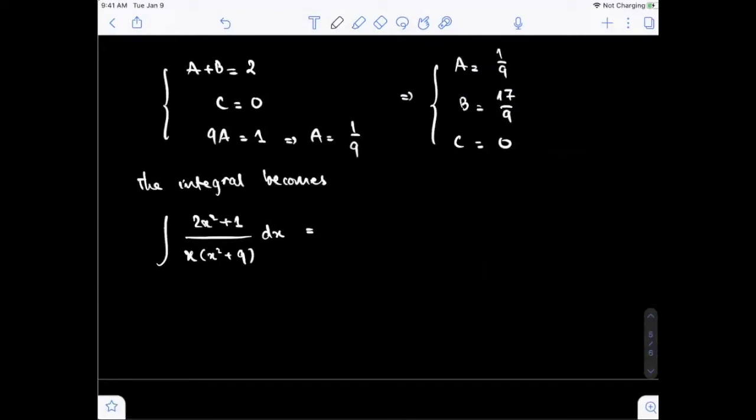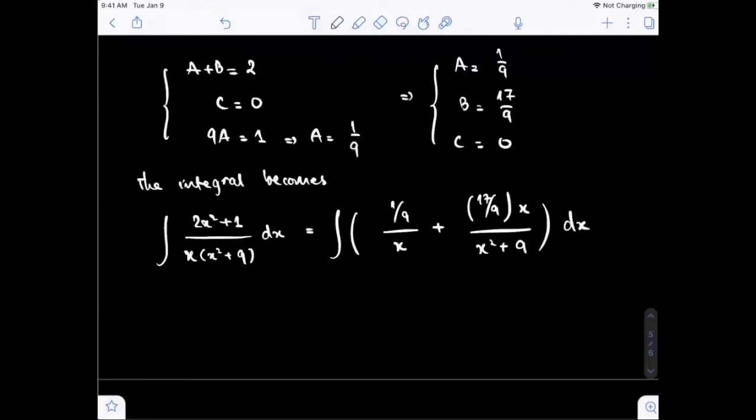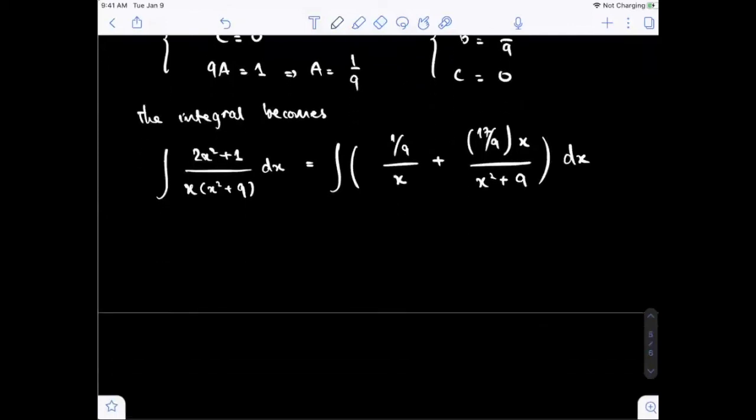This is equal to the integral of 1 over 9 divided by x plus 17 over 9x. Let me be careful here. So 17 over 9x divided by x squared plus 9 dx. Alright, so this gives me 1 over 9 times the integral of 1 over x dx plus 17 over 9 times the integral of x over x squared plus 9 dx.